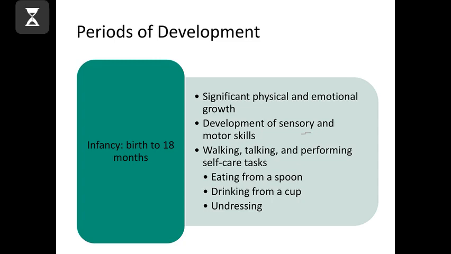They can eat from a spoon, drink from a cup, and they're really good at undressing by the time they're 18 months. But if you think about all the skills and development that occur in this time, it's phenomenal. And we will be covering this in a subsequent lecture.